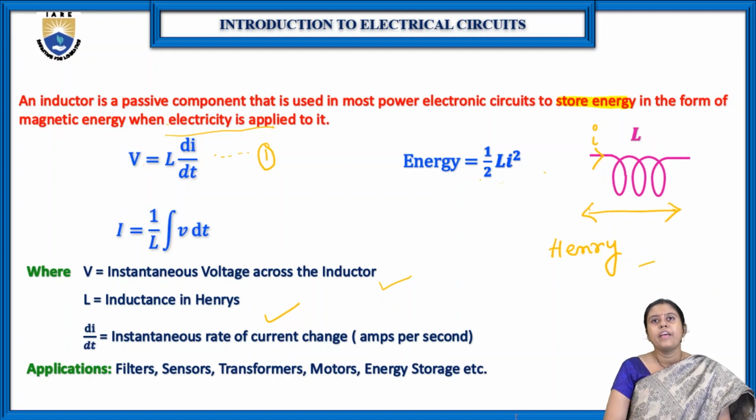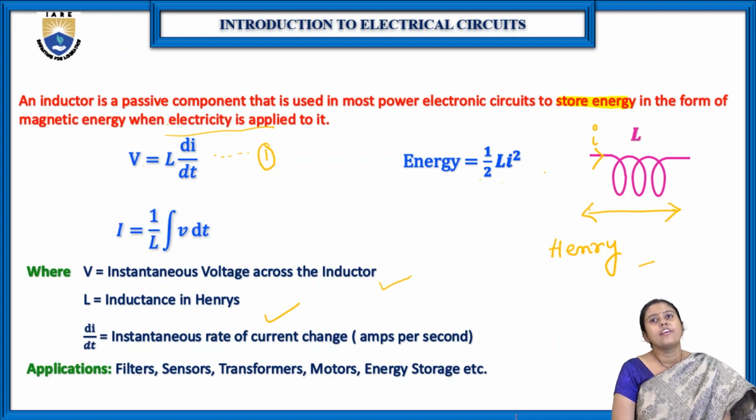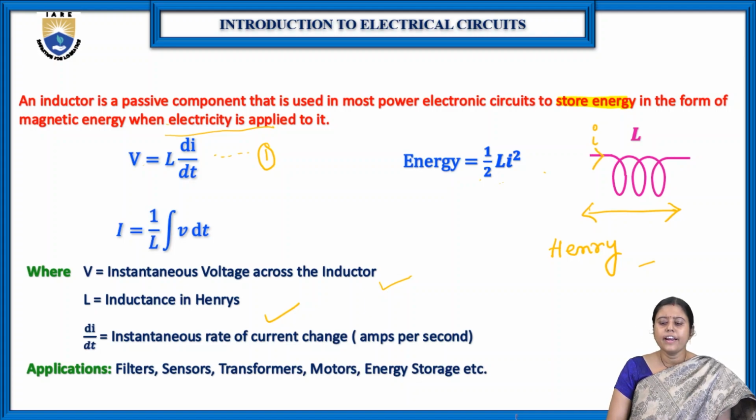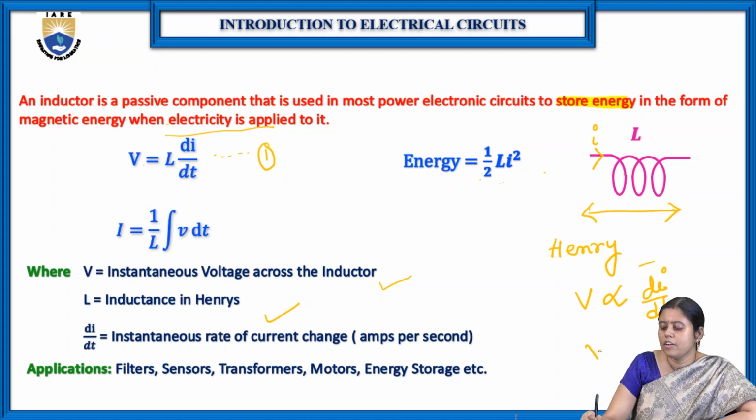What is di by dt? It is the rate of change of current, not the current, and not the change in current. V is directly proportional to di by dt. So voltage is directly proportional to the rate of change of current, and V is equal to L di by dt.